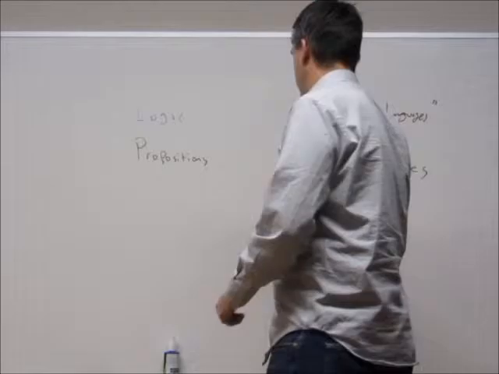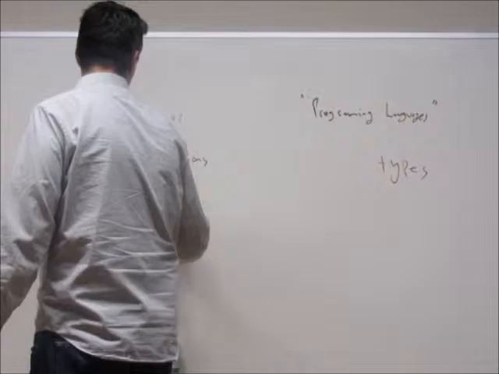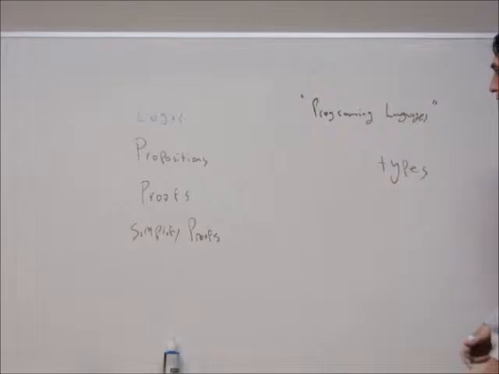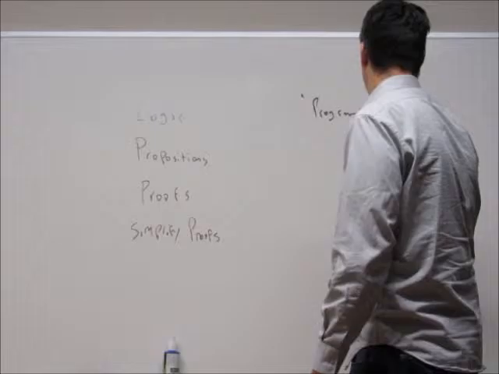So we have two more things we deal with in logic. We deal with proofs, and we also simplify proofs. And it turns out that there is also a morphism on the other side, where proofs are programs. And to simplify a proof is actually to provide an evaluation strategy.